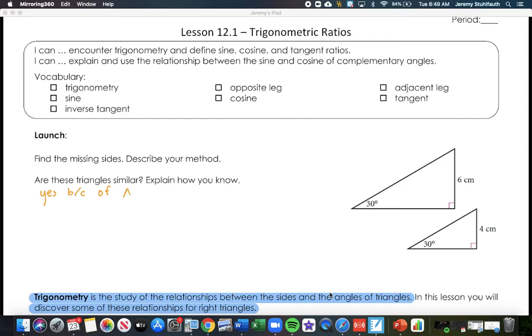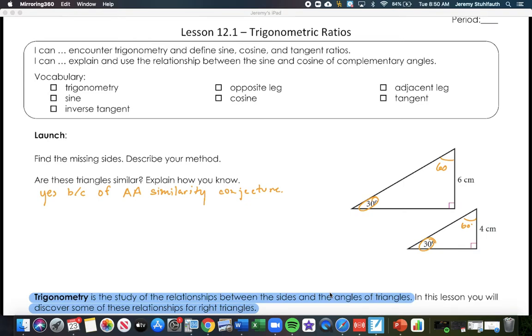of the angle similarity conjecture. Okay, and what we know is that because this angle is 30, this angle would have to be 60, and there are two angles that are congruent, therefore they are similar.